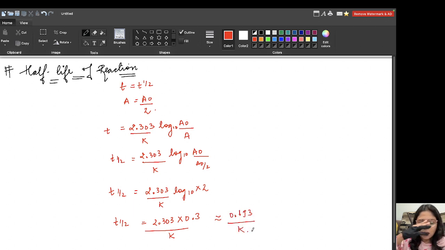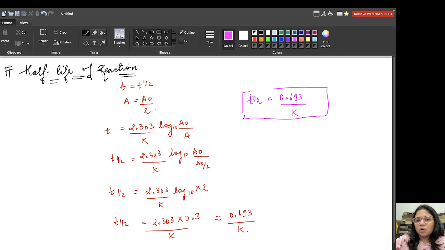So from this you have got T half will be equal to 0.693 by K. This is your formula. And what was your T half in the zero order reaction? In the zero order reaction, the T half was A naught by 2K, right?